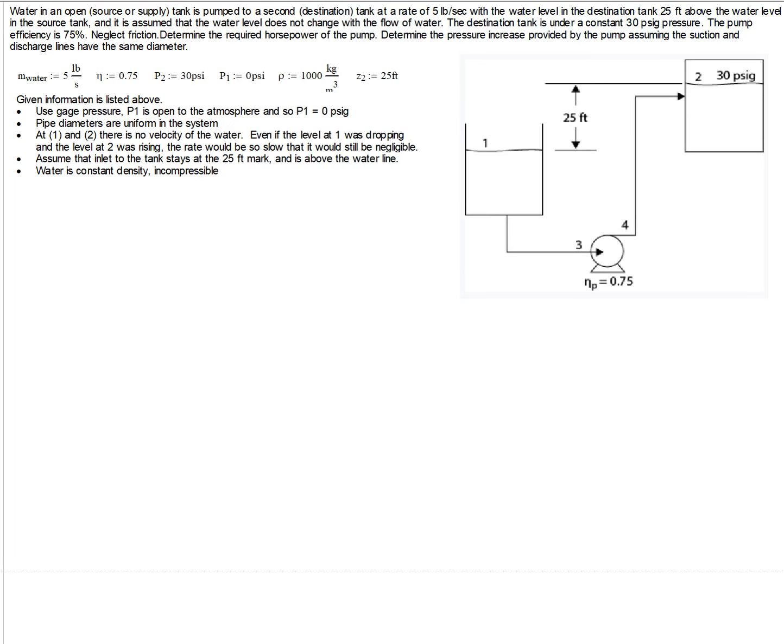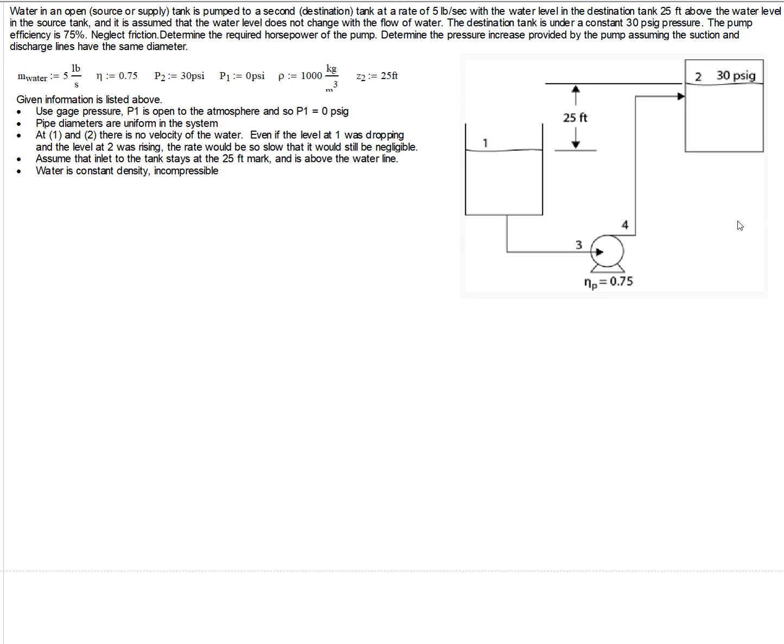In this problem, we have water in an open source tank that is pumped to a second destination tank at a rate of 5 pounds per second mass flow rate, with the water level in the destination tank 25 feet above the water level in the source tank. We're also told that we can assume that the water level does not change with the flow of water. That is, in both of these tanks, the levels stay relatively constant.